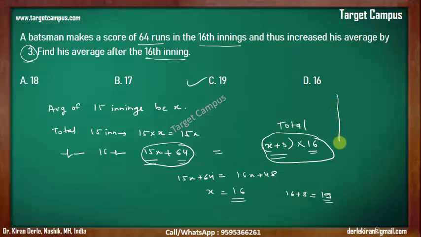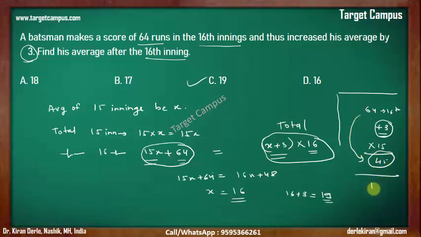There is also another shortest possible way, guys. See here how we can do this. He got 64 runs in the 16th innings, right? And thus increases average by plus 3, right? Whenever we calculate the average of 16 innings, he has distributed this plus 3 among his previous 15 innings. Whatever the average, the per inning runs got increased by plus 3, right? So he has distributed 45 runs for 15 innings, right? And what is remaining with him is 64 minus 45, that is 19.